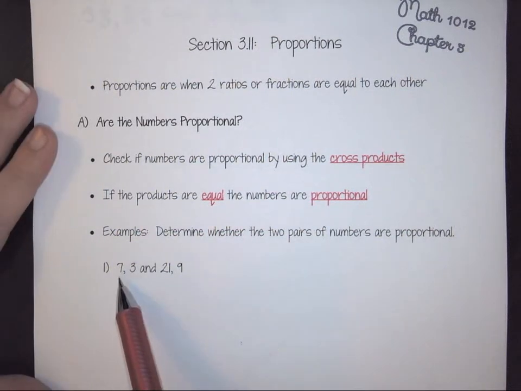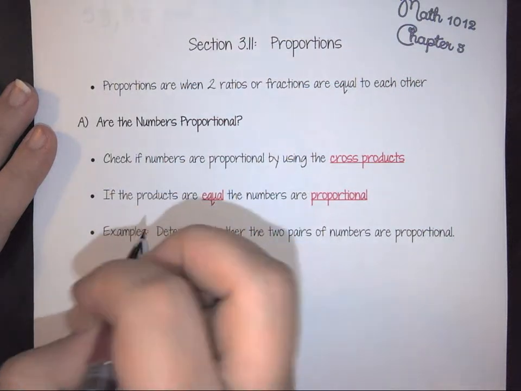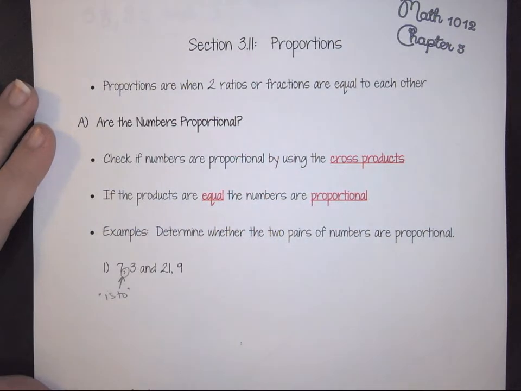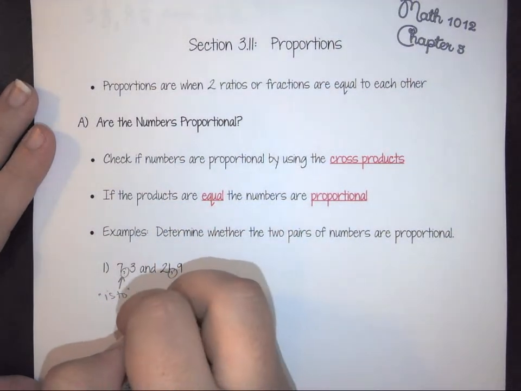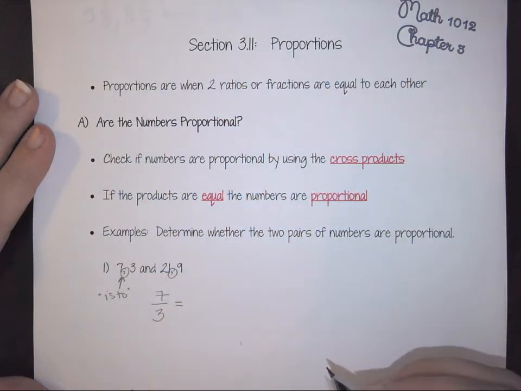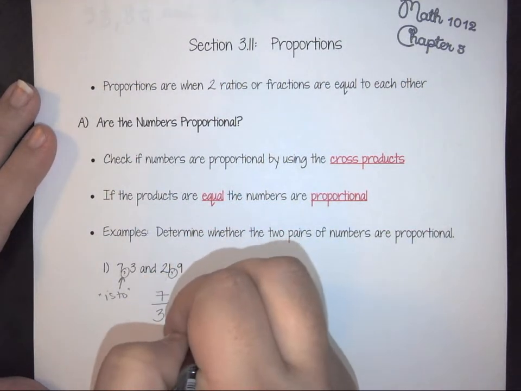So we have 7 is to 3. That's what this essentially means, is to. So 7 is to 3, and again we have 21 is to 9. So the way that we set this up is 7 over 3, the colon means equal, and then we have 21 over 9.